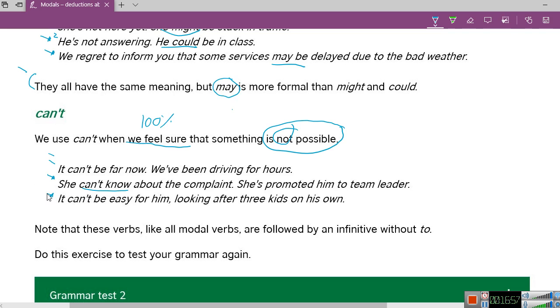And the last one. It can't be easy for him looking after 3 kids on his own. So I'm also again talking about the negative aspect here. It's not easy for him. It's difficult. So that's why I use can't. I'm completely sure it's not easy for him because he has also 3 kids. This is also another clue that I have. It's not that easy to raise those kids.